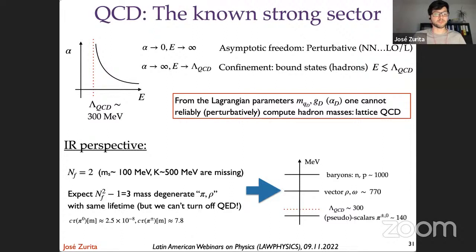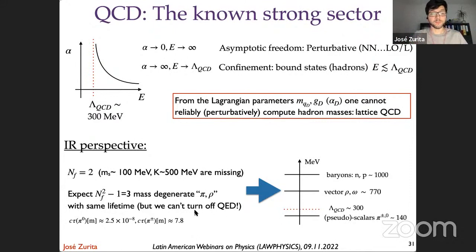So if you have, for instance, two flavors in QCD, you know that you get baryons, the neutron and proton, around 1 GeV, so 1000 MeV. You get vector resonances, rho and omega, at more or less 700 something. Lambda QCD is of the order of 300 MeV. And below lambda QCD, you get the pions. Since the pions are the lowest-lying hadronic states, this is what I'm going to think about. I'm going to think that my dark sector generates a lot of dark pions.